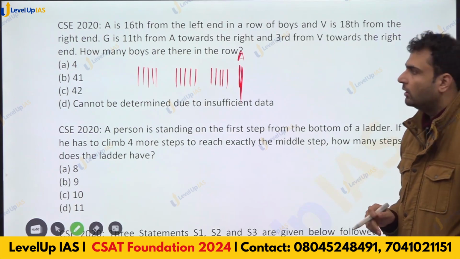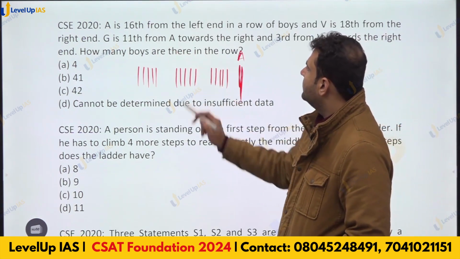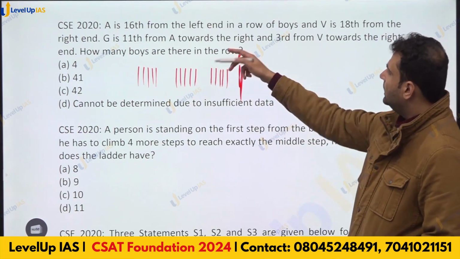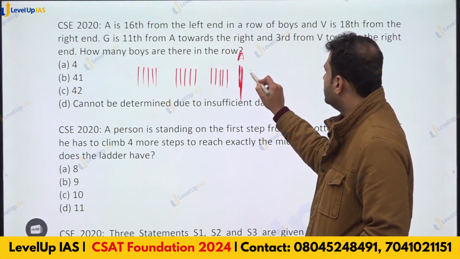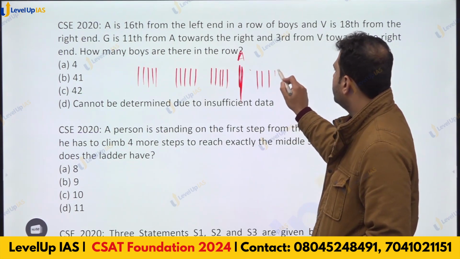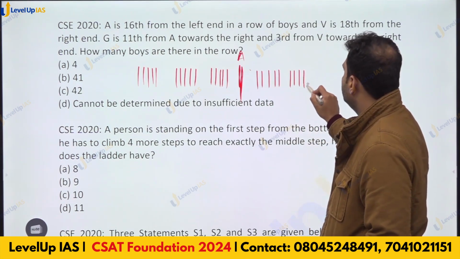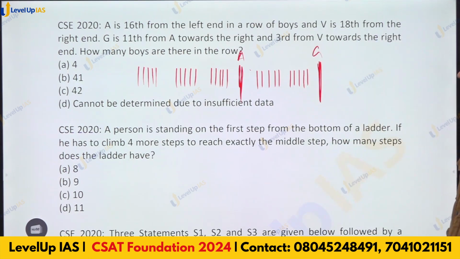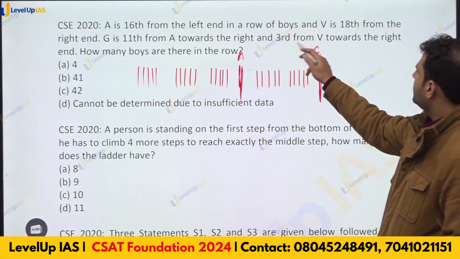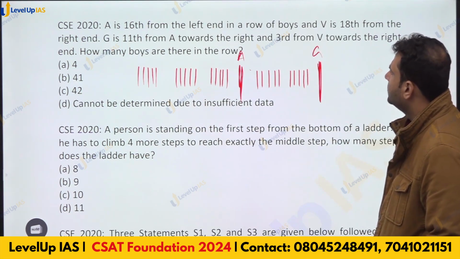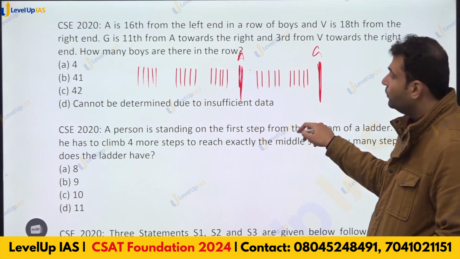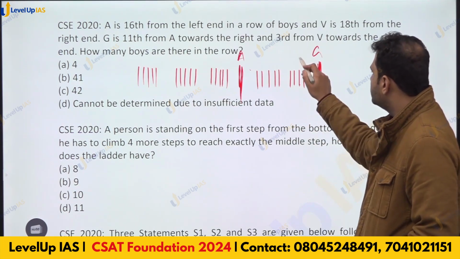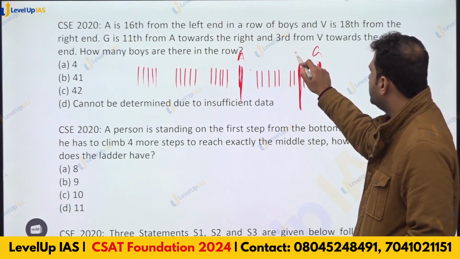B is 18th from the right end. Let us keep B on pause. G is 11th from A towards the right. So from A, the 11th towards the right is G. So again, 1, 2, 3, 4, 5, 1, 2, 3, 4, 5, and this is 11th from A. Here is G. Fine. And 3rd from B towards the right. Now G is 3rd from B towards the right. So B has to be here. 1, 2, 3. Then G becomes here. So B has to be here.